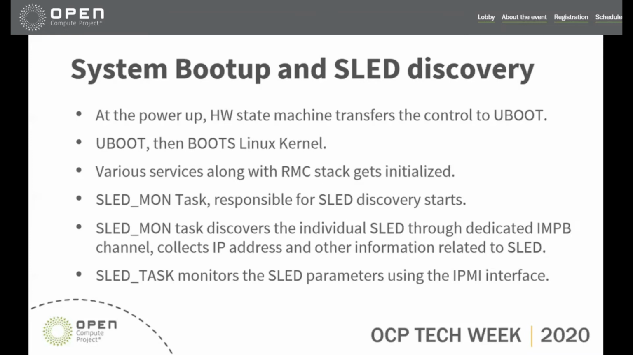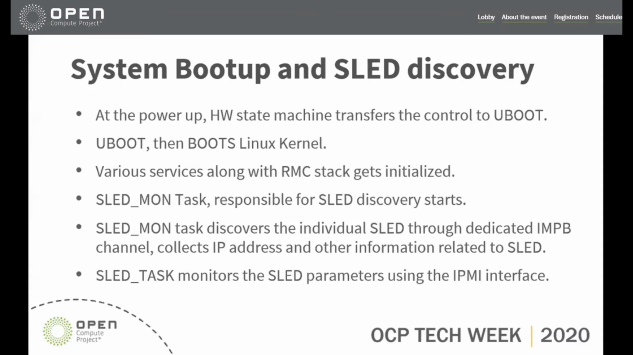The SLED monitoring task is spawned at the end of RMC stack initialization, and this task is responsible for discovering and monitoring the SLEDs. The SLED presence pin, we have a dedicated pin to indicate whether a particular SLED is connected in the slot or not, and this SLED presence pin indicates the RMC about the presence of particular SLED in the designated slot.